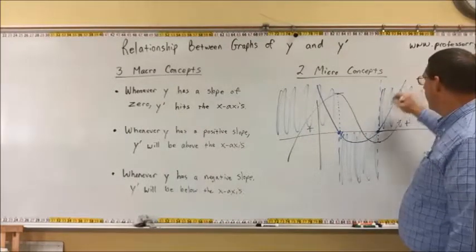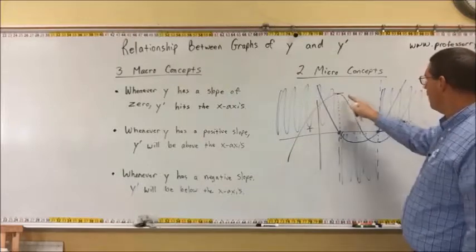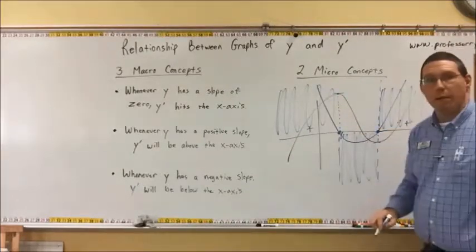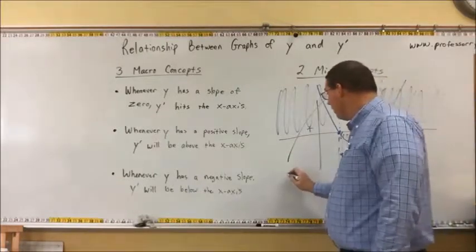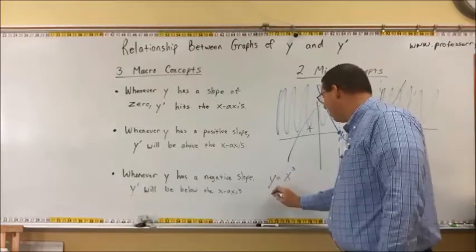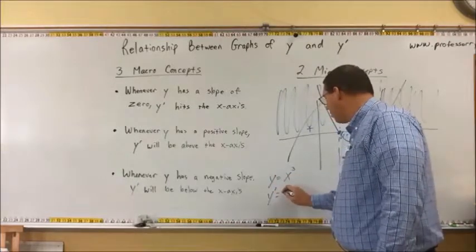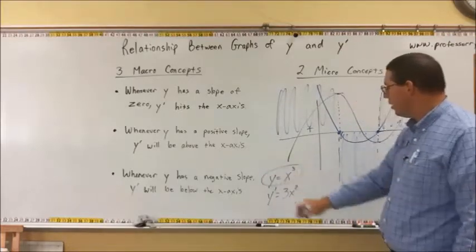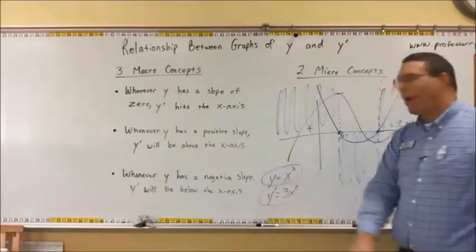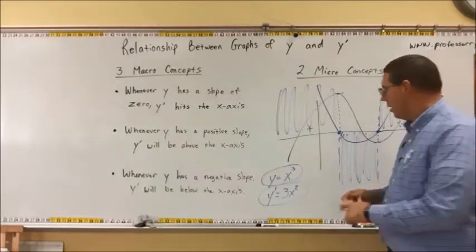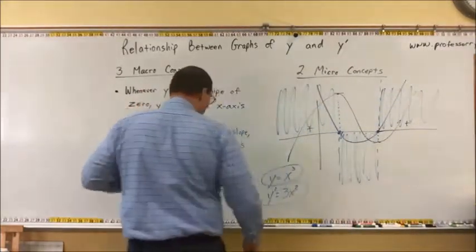It's positive, now it's negative, it hits the x-axis here, and it hits the x-axis here, and then over here it's positive. So the derivative of this cubic function is what you see, that's a parabola, which makes sense because the derivative of x to the third power, if y is x to the third power, then y prime is 3x squared. If the original function is cubic, then the derivative is quadratic, and that makes sense.